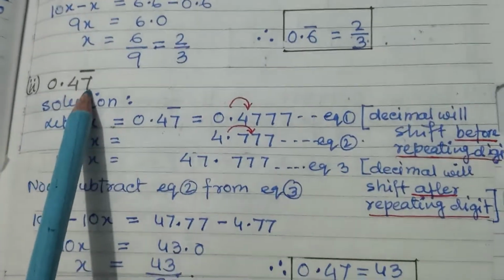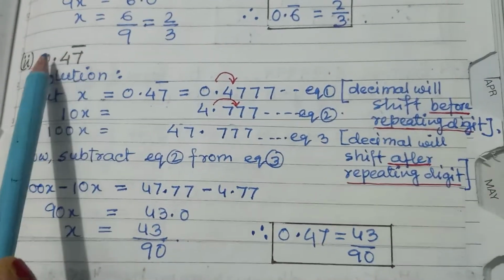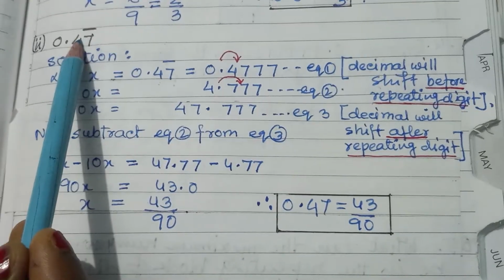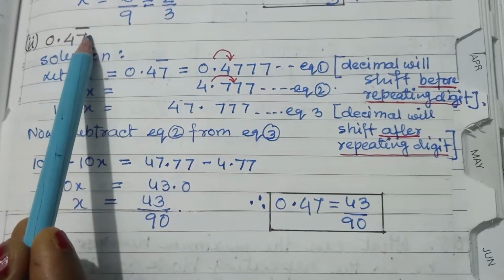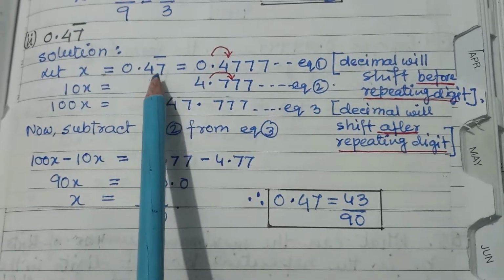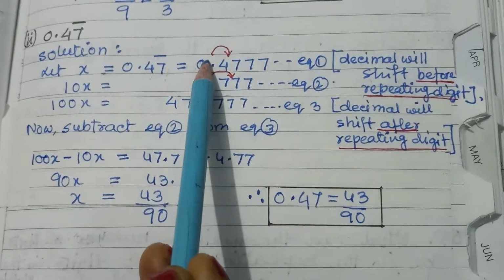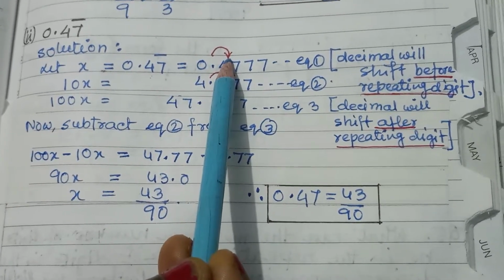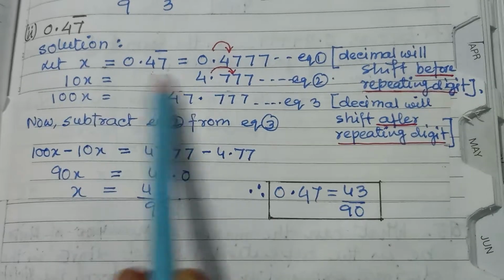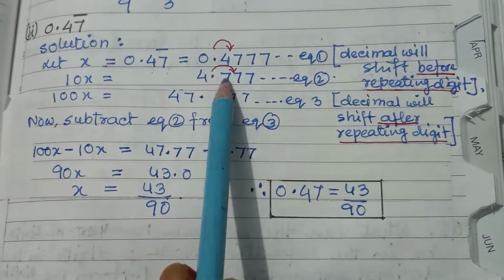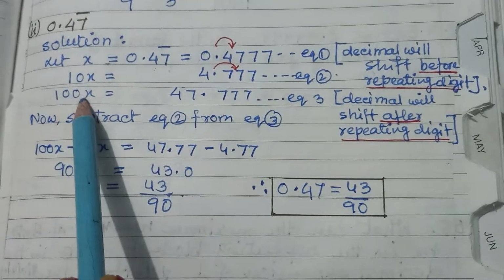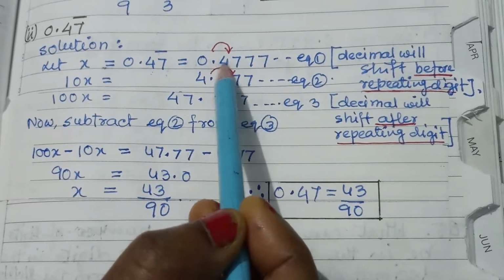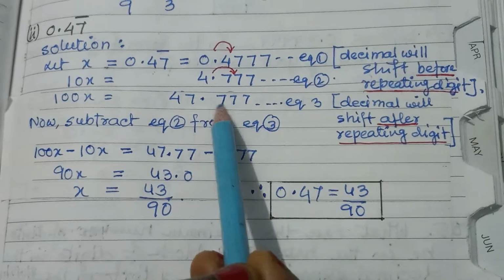Now 0.47 bar, where 7 is repeating. So the decimal will come once before the repeating number and once after the repeating number. When it is before the repeating number, it means one digit, so multiply by 10. So 10x is equal to 4.777, and if you multiply by 100, that means it is after the repeating number, so 100x is 47.77.